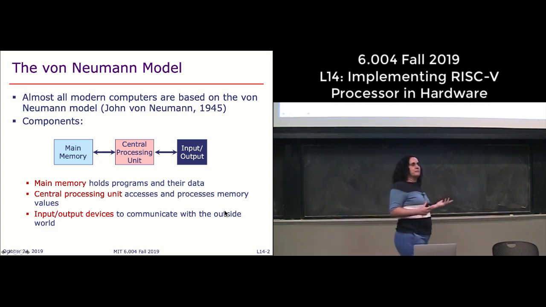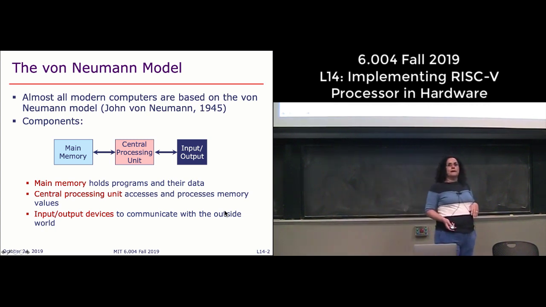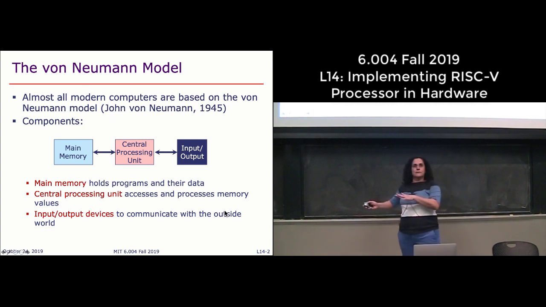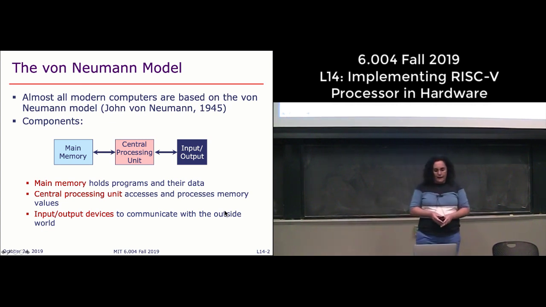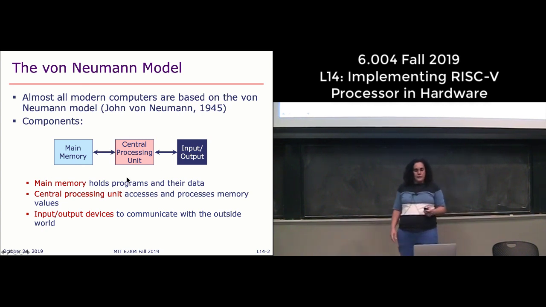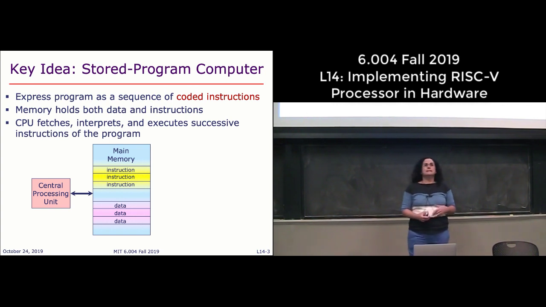So how do we deal with inputs and outputs? This third part we're going to get back to in 6004 in a couple weeks. Today we're going to focus on the left two over here. Okay? So what we're going to do today is basically learn how to go ahead and build this central processing unit. So what's the key idea behind what von Neumann suggested?